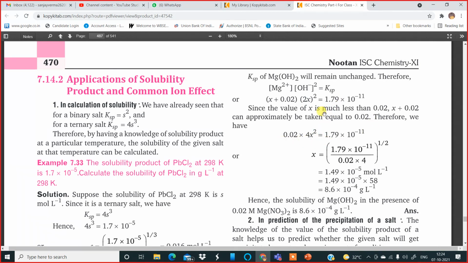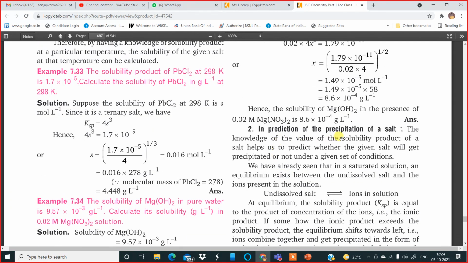It is a quadratic equation. Solve it. So x becomes this much raised to the power of half, because it is x squared and you have to get the square root. The answer is that the solubility of magnesium hydroxide in the presence of 0.02 M magnesium nitrate is 8.6 × 10^-4 gram per liter. So this is one application, one use of solubility product and the common ion effect.